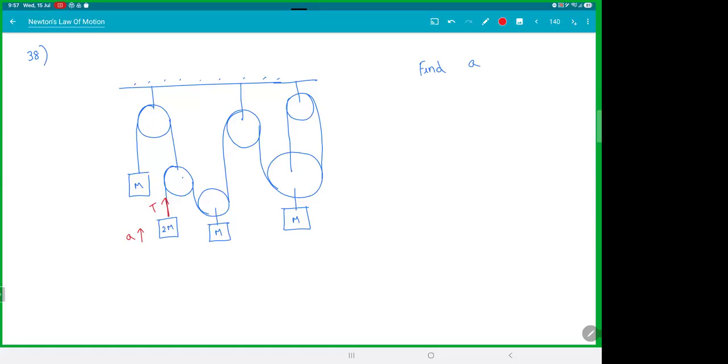Anyone got the tension? 4g by 11 it seems. I don't know. I just made this up, so someone else had to verify it for me. But I'll get the tensions. You can check whether you got the same tensions.